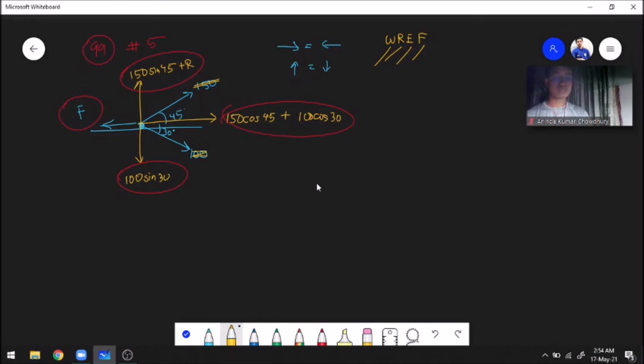Since the box is moving at a constant speed, our friction, that is our left force, should be equal to our right forces. The forces are balanced. So our left force, that is our friction, should be equal to the right forces, which is 150 cos 45 plus 100 cos 30. So let us try to bring this expression into the form that they have wanted.